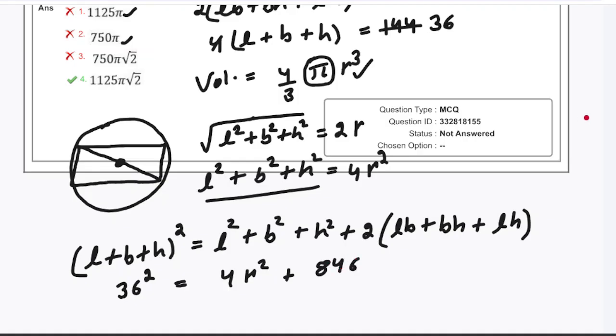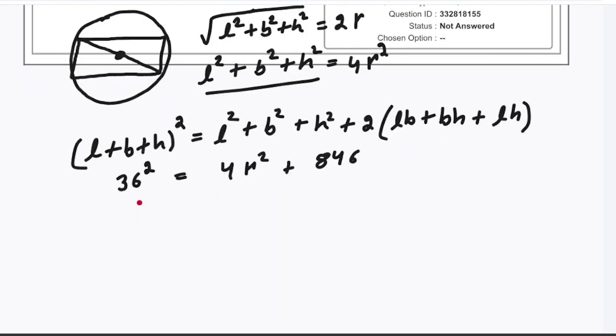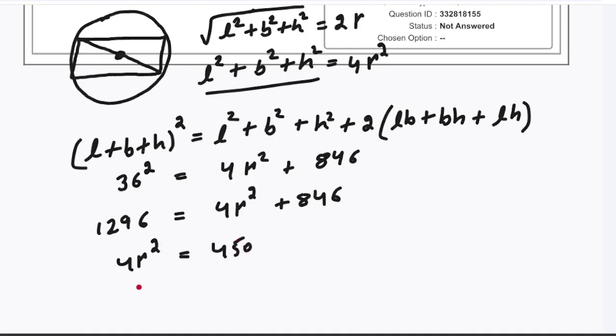If I solve it further, 36 square, since 35 square is 1225, 36 square is going to be 1296. That is equal to 4R square plus 846. That gives me the value for 4R square, that is equal to 450. That means R square will be 225 by 2 and R will be 15 by root 2. That is the value of my radius.